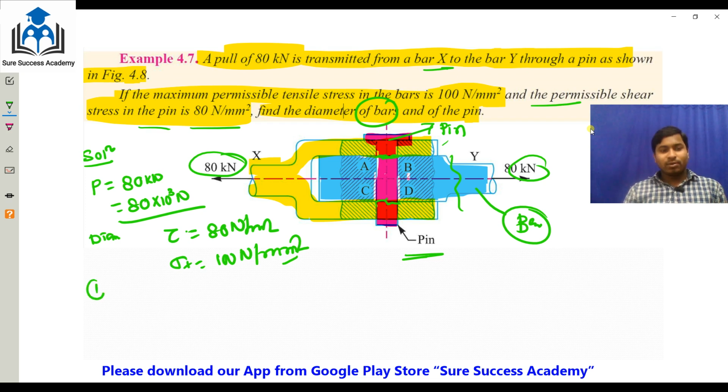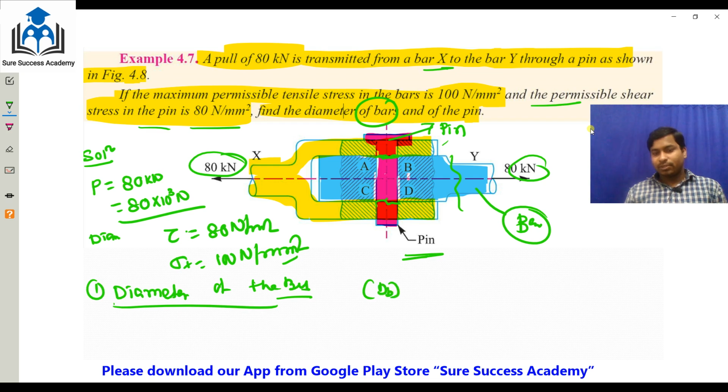So first we will calculate the diameter of the bar. This bar is connected with the pin joints. Suppose dB is the diameter of the bar. You know it will fail in the tensile stresses. So the area of the bar is equal to pi by 4 into dB square, which comes to 0.7854 dB square.